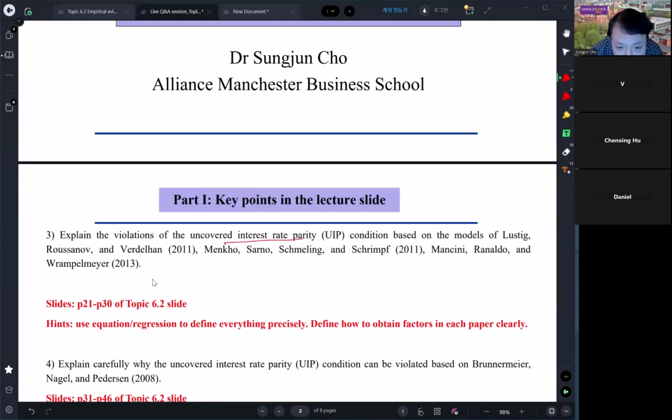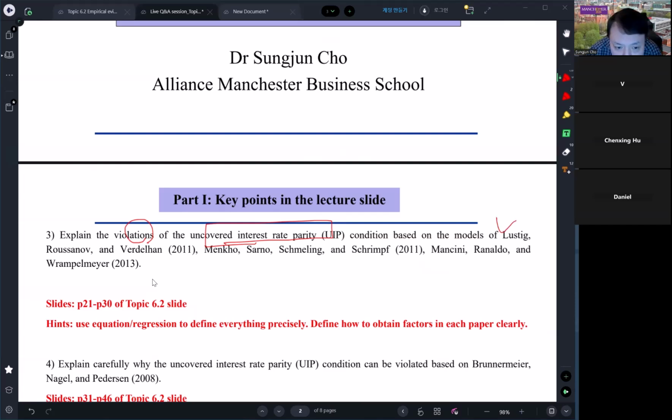UIP says high interest rate currency should depreciate. Now, if you test that using regressions, I will explain that in a minute again, then the regression result says high interest rate currency is in fact appreciate. So that's the indication of violation of UIP. Given that profitability of carry trade, we can implement that using portfolio approach to make money.